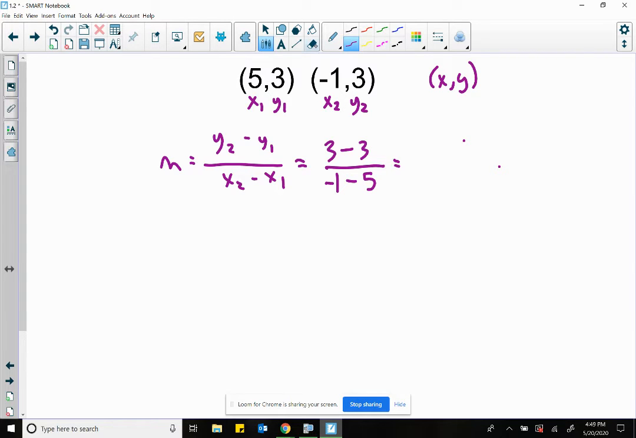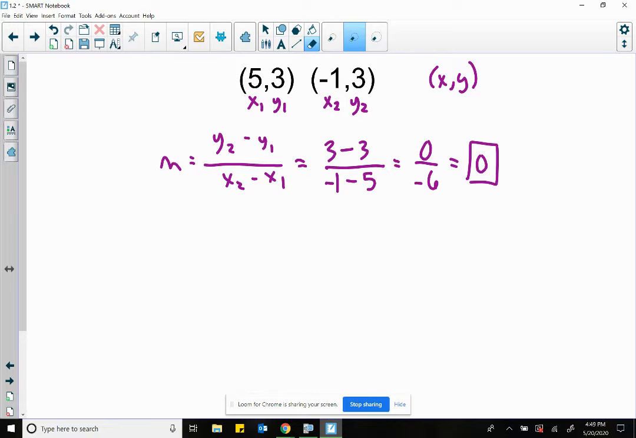So all we need to do is subtract now. See how easy that was? Just plug in the numbers where they go. 3 minus 3 is 0. Negative 1 minus 5 is negative 6. And if you go to your calculator to reduce this, you find out that the answer is 0, and that's what we want. Okay? We want the answer of 0.